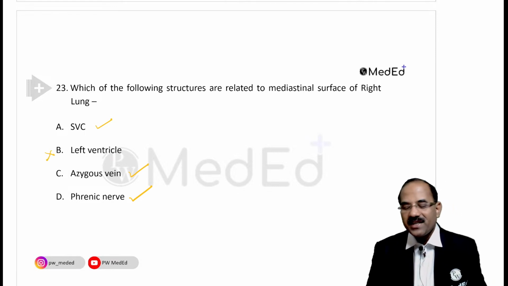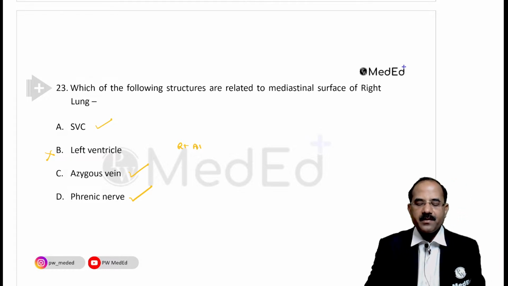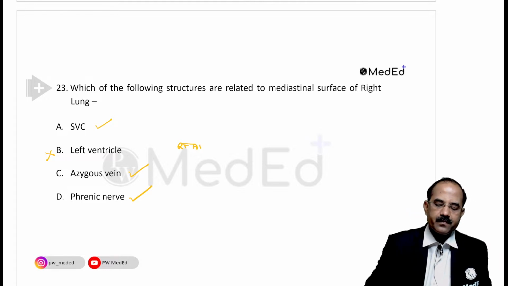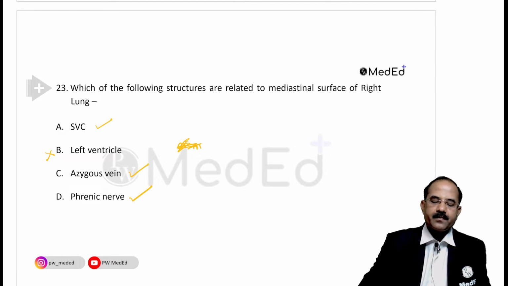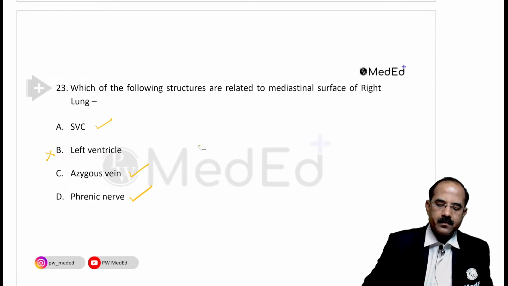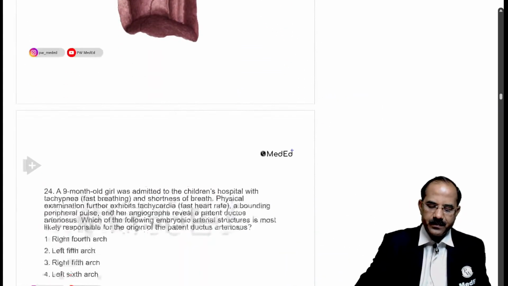Which is related to the mediastinal surface of the right lung? It's the right atrium, not the right ventricle. Okay, fine. Clear to all of you? Okay. We go to the next MCQ.